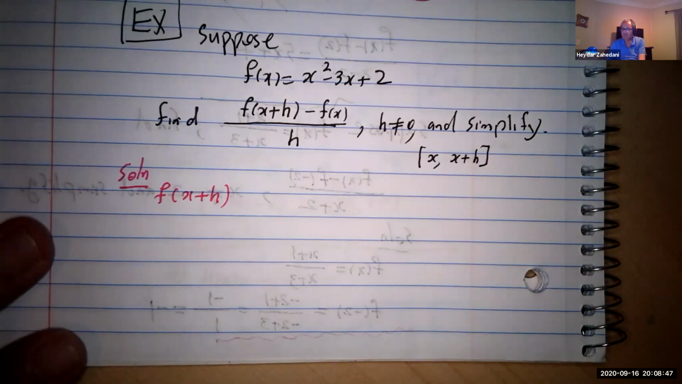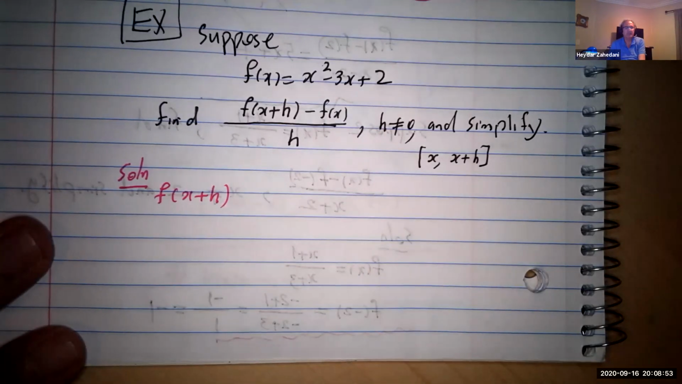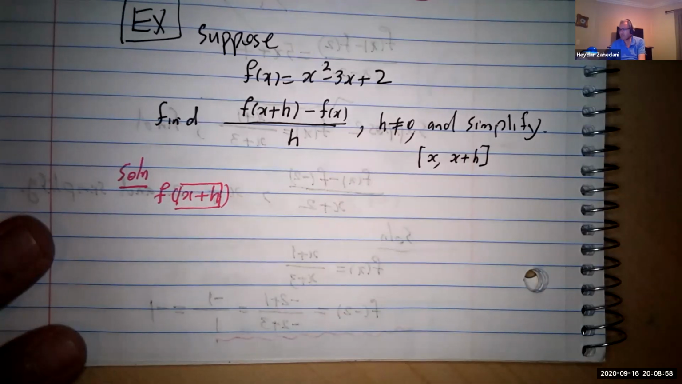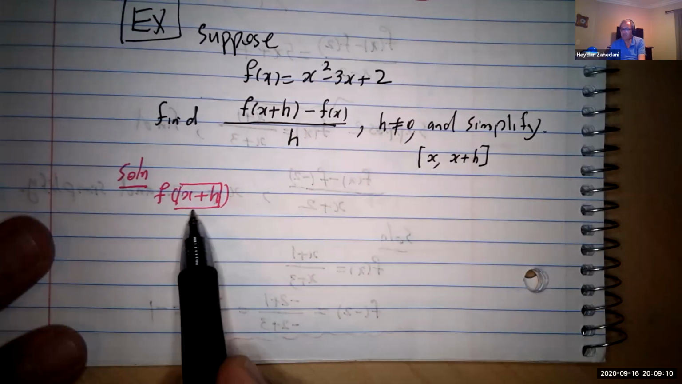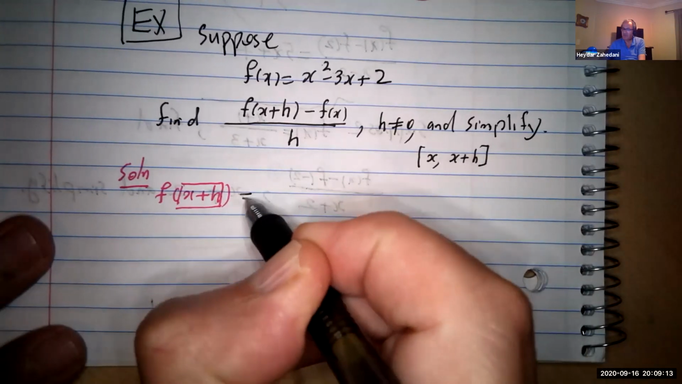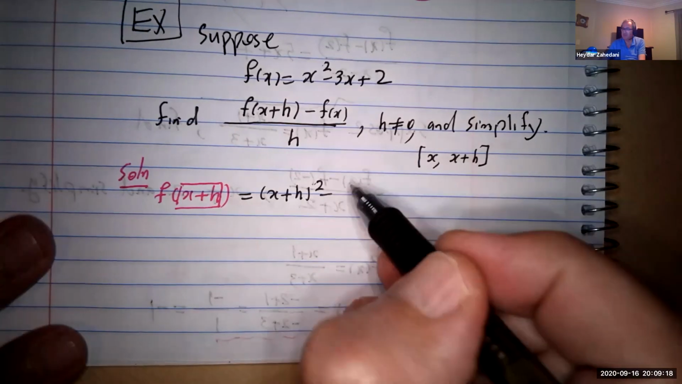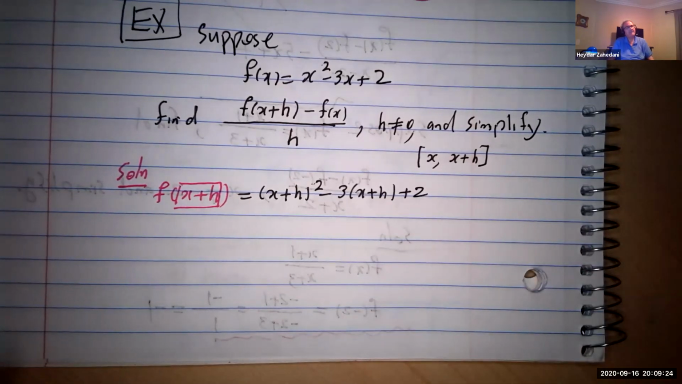This means you go to your function and replace the x by x plus h. It's like a box. Your function is like, x is not important, x is a name. Your function is like: input squared, the box squared, minus 3 times the input, plus 2. What is the input? x plus h. So you need a parenthesis: x plus h squared, minus 3 times the input, what is the input, x plus h, plus 2. So you replace the x by x plus h.